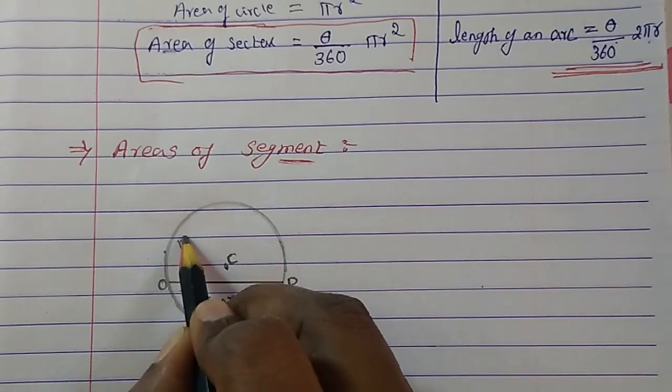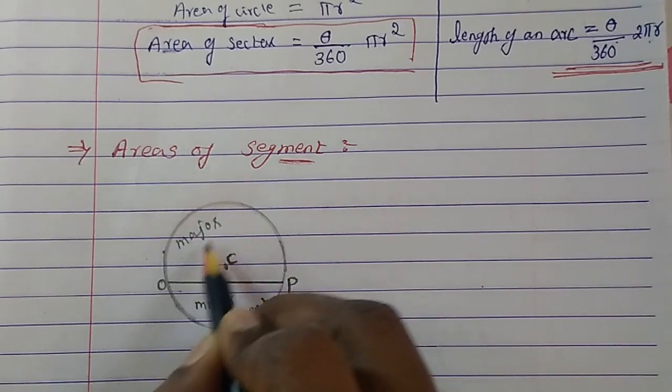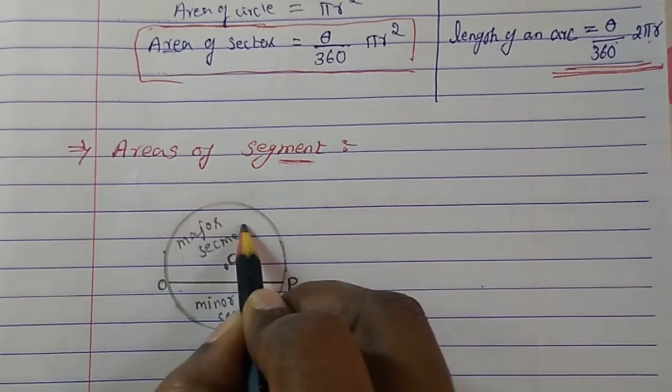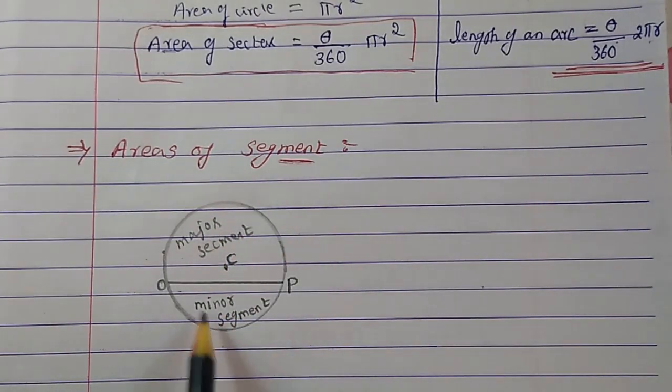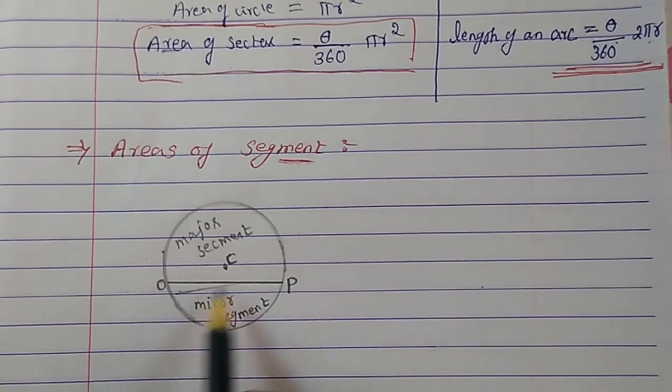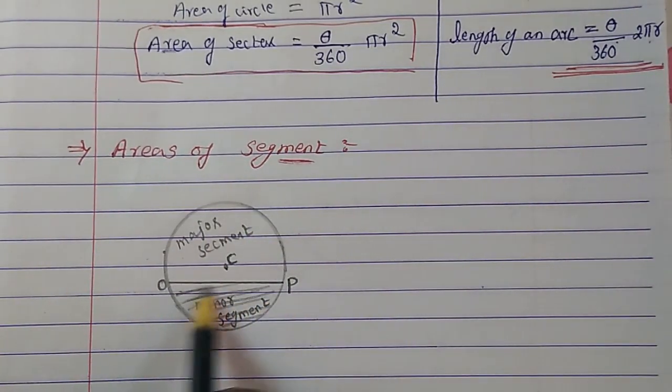And this becomes the major segment. So when this type of piece is made in a circle, we call it a segment.